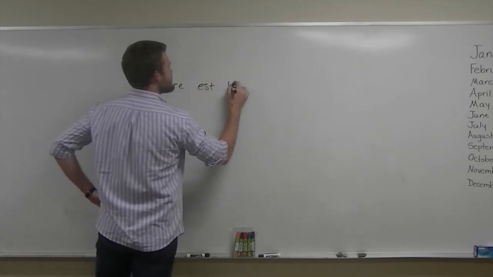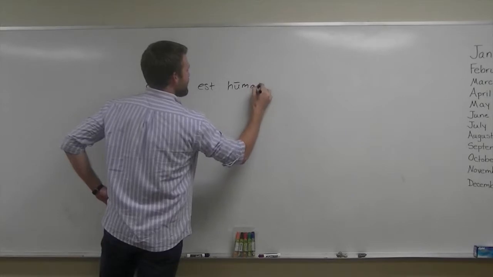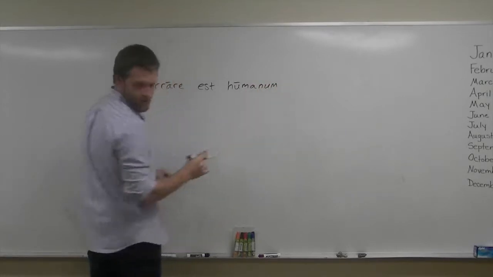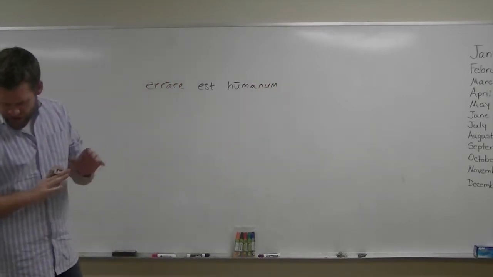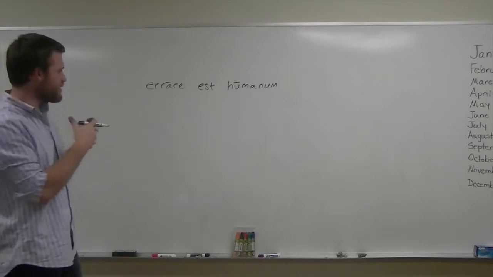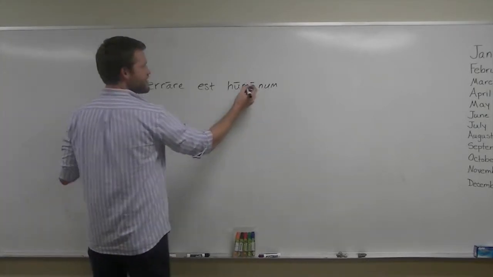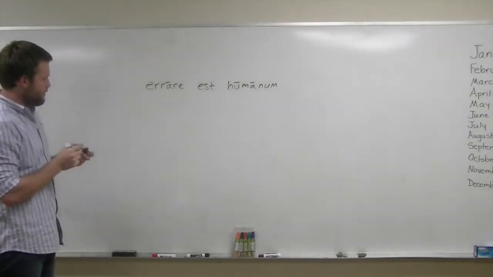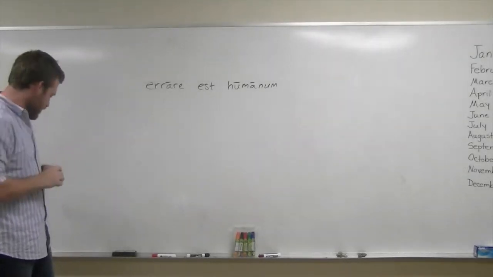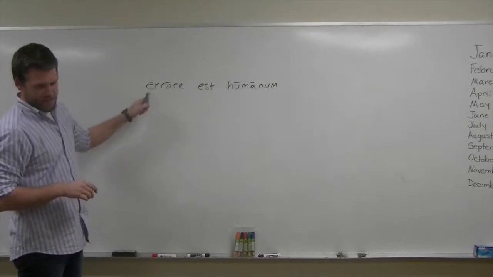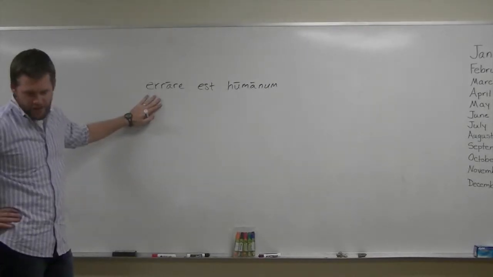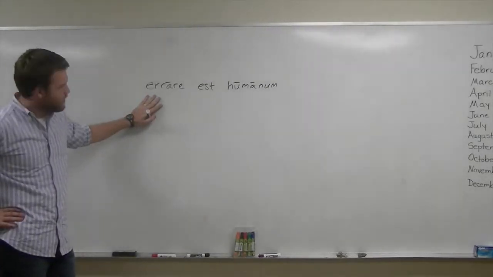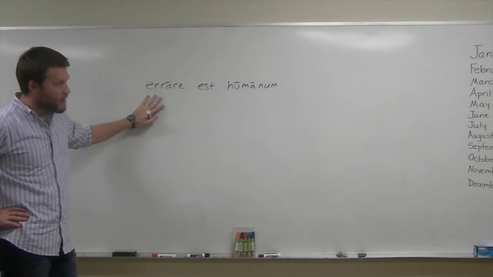So, errare est humanum. And if you'll permit me, I'm going to get a little bit into grammar, because this will show us a little bit of things that we'll learn in the future. So far, we haven't worked with this first form a ton, but do you recognize what that form is, errare? It's the infinitive. Okay, cool.